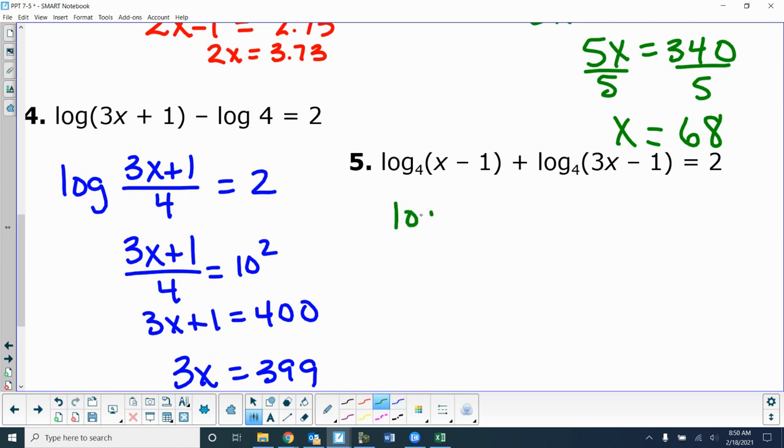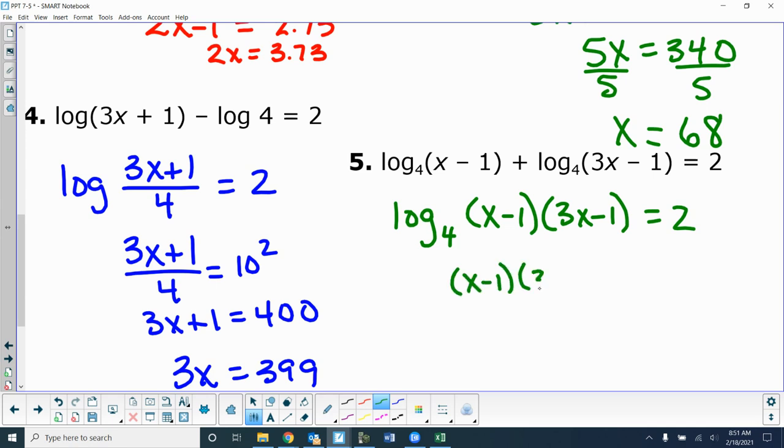All right, so we got log base 4 of x minus 1 times 3x minus 1 equals 2. So what's this number equal? Trent? What's on the right side there now? You better know.